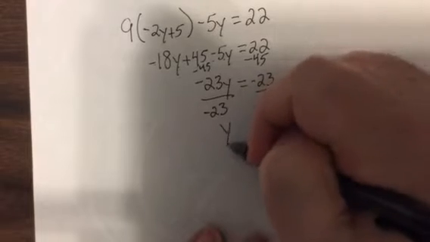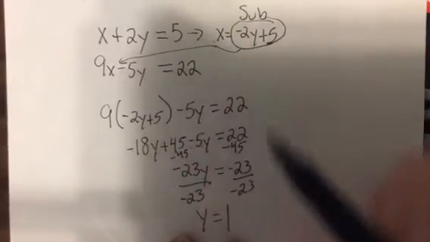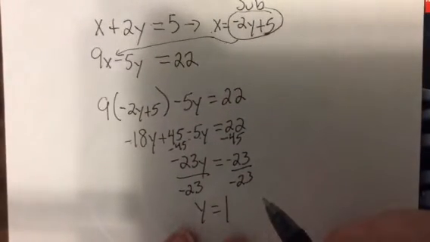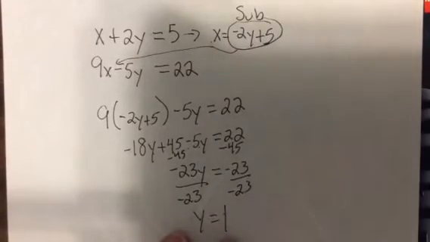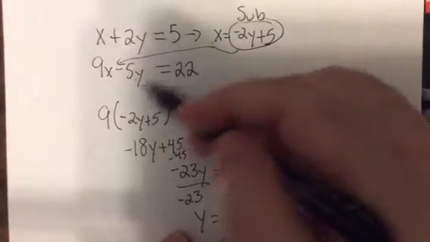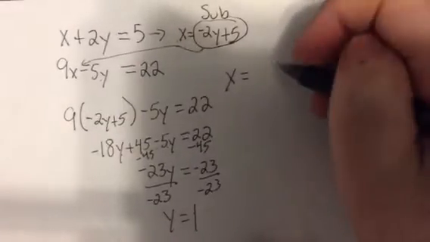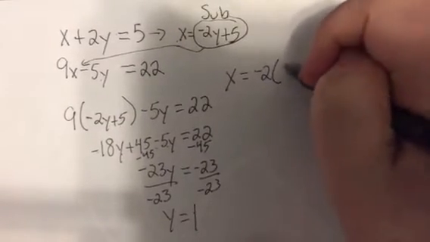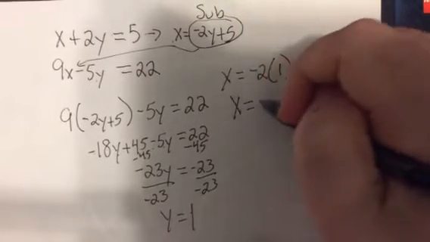So y is 1. But I'm not done. There are 2 unknowns. So I'm going to take this and put it into either one of the equations. I'm going to do it here just because I feel like it. So x equals minus 2 times 1, plus 5. So x equals 3.